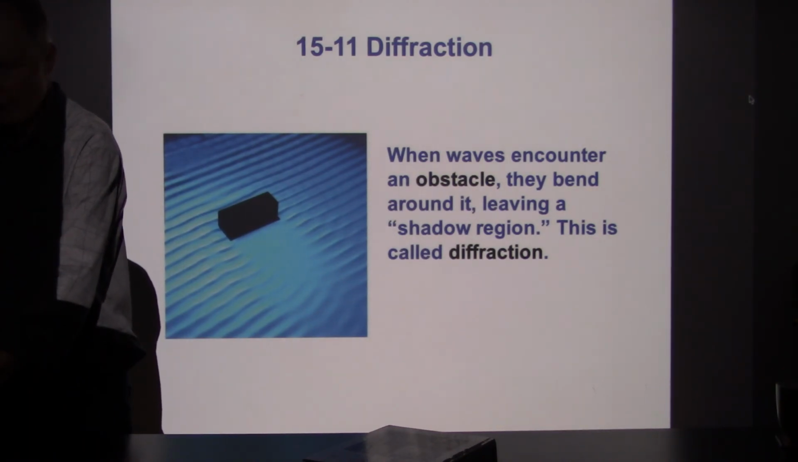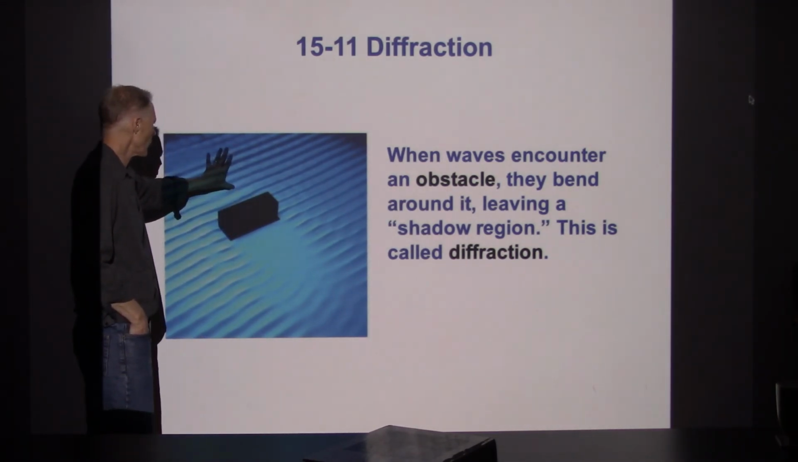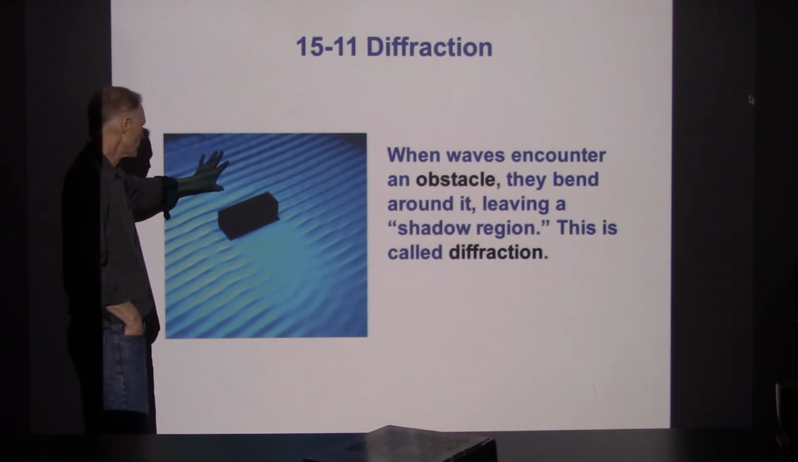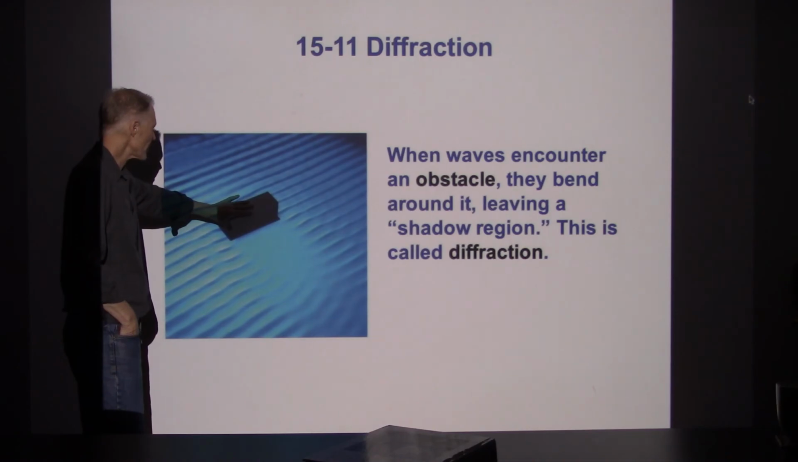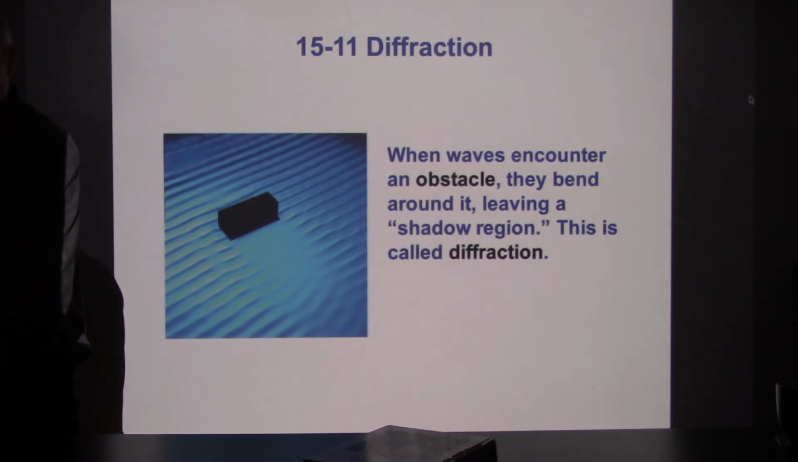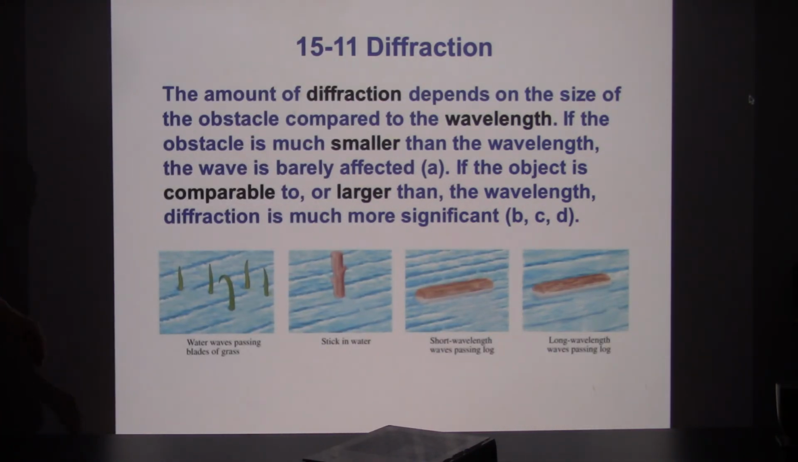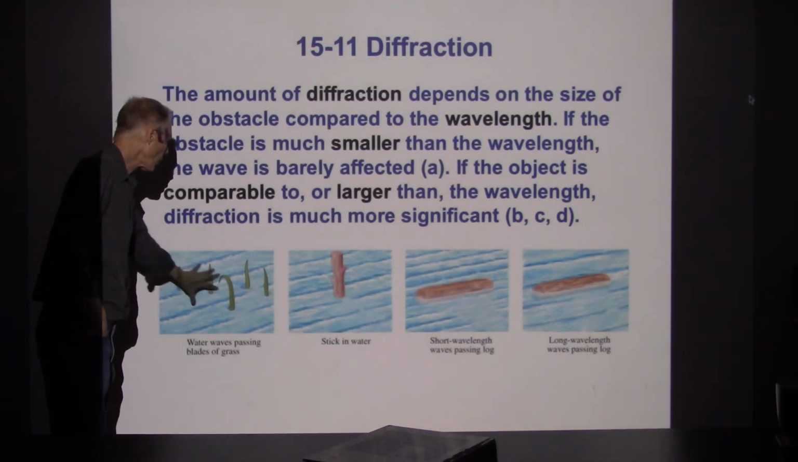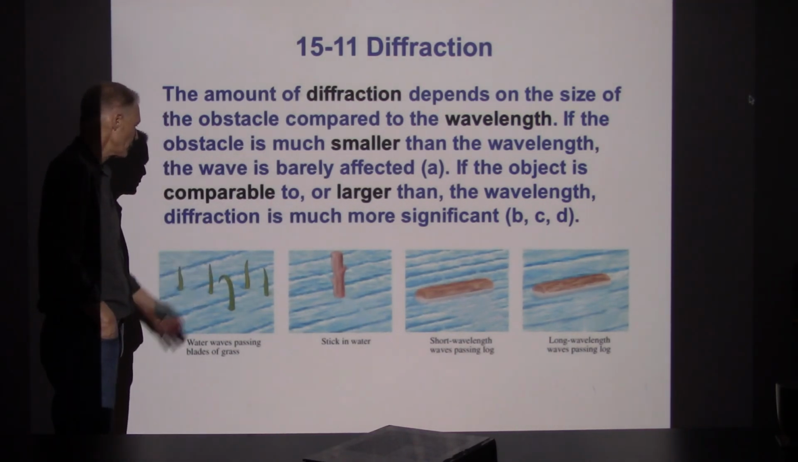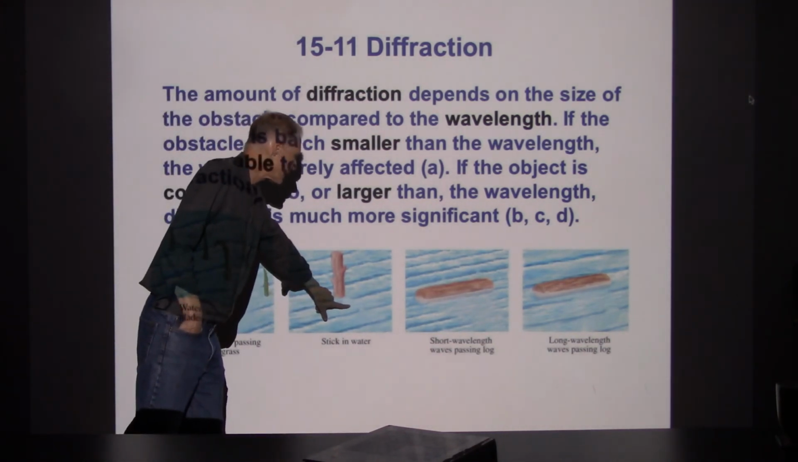Now there's also an effect with waves called diffraction, and this effect has to do with the size of the object and the wavelengths. If I've got wavelengths that are pretty short compared with the size of this object, notice the shadow region that we have behind it. That's a diffraction effect. It's an interference effect that's taking place in that region. And then what they're showing with this picture is some water waves coming through individual pieces of grass. Here is a stick in the water. There's a diffraction effect here.